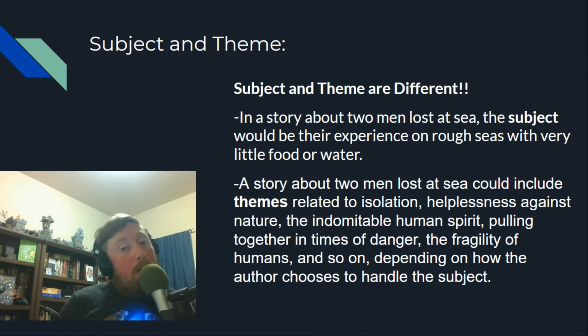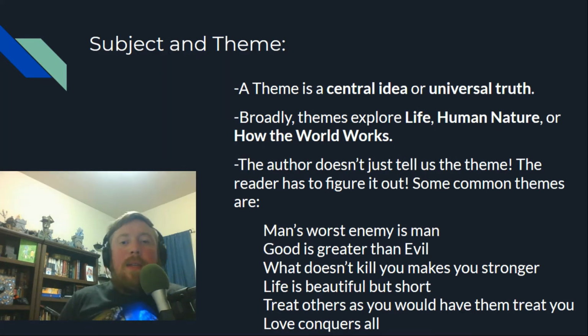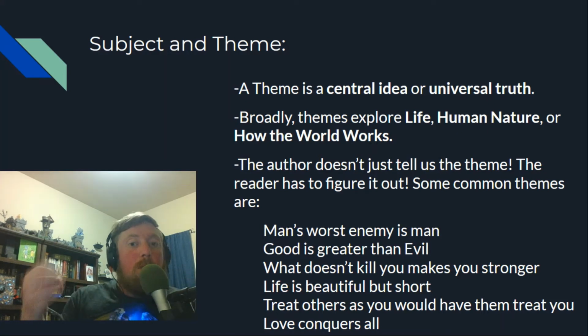So if you had the Columber, the subject would be avoiding something that was actually very good for you, but the theme would be wasting your life doing so, wasting your life living in fear rather than taking a risk or rather than confronting your destiny, right? So that's what the theme would actually be in the Columber. A theme is a central idea or a universal truth. And so broadly, themes explore life, human nature, or how the world works. That's not an exhaustive list, but that is mostly what a theme is going to explore. So the author doesn't just tell this to you. All right. The reader has to figure it out.